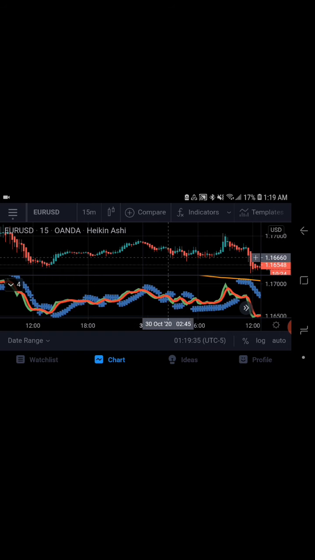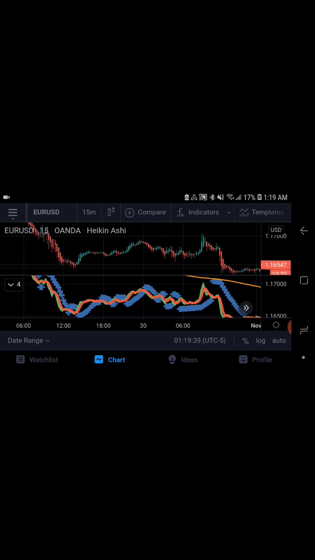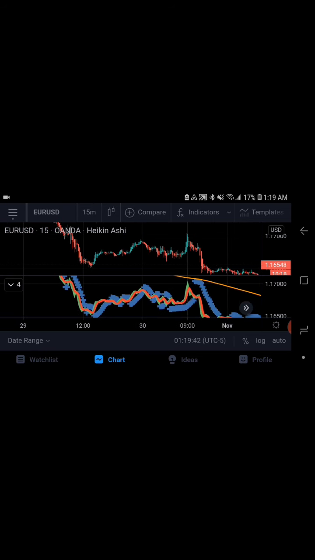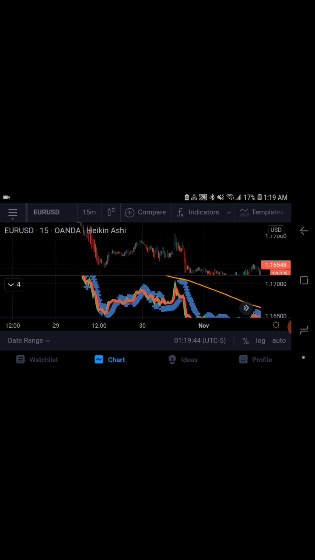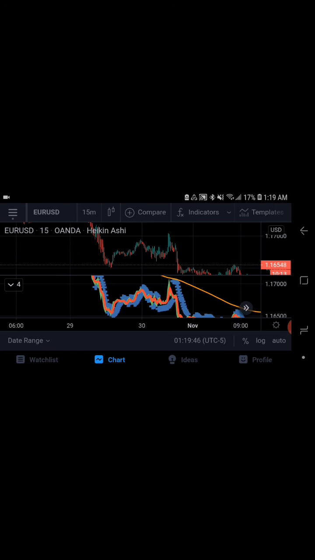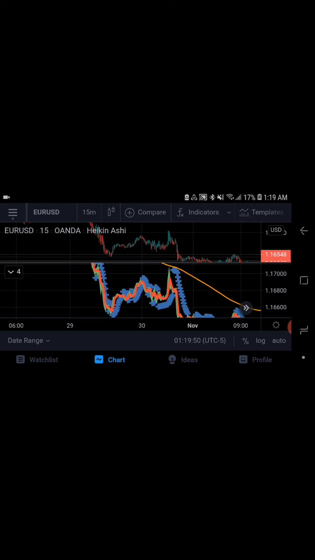So, oh man, this is awesome. But I'm glad I got to show you this, because this next tip is going to show you how to get better sniper entries. So with that being said, follow my hand here.